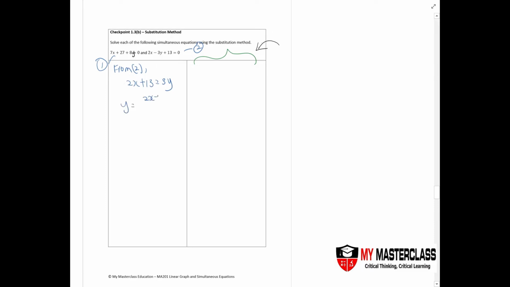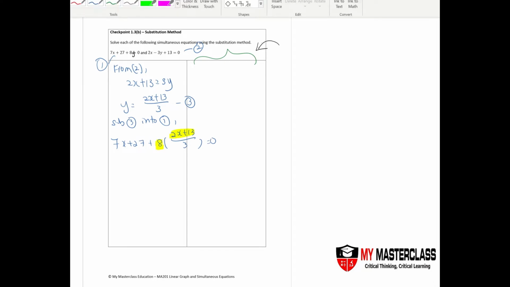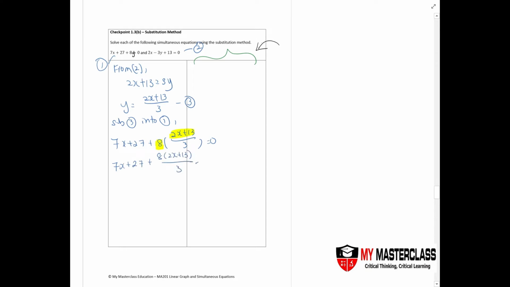So I want to bring the negative over to the other side to give me a positive term. So I'll have y equals 2x plus 13 divided by 3. I'll name this as 3, and then I'll substitute 3 into 1. So you will have 7x plus 27 plus 8y, which is 2x plus 13 over 3, to give you 0. Now, important things to take note here. For 8, you only multiply by 2x plus 13. Do not take 8 multiplied by 3. That's wrong. Therefore, I'll just copy this down. I would have 7x plus 27 plus 8 multiplied by 2x plus 13 over 3 equals 0.